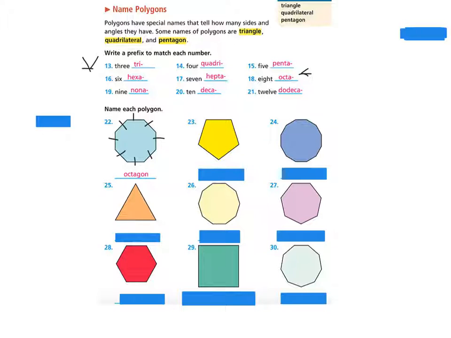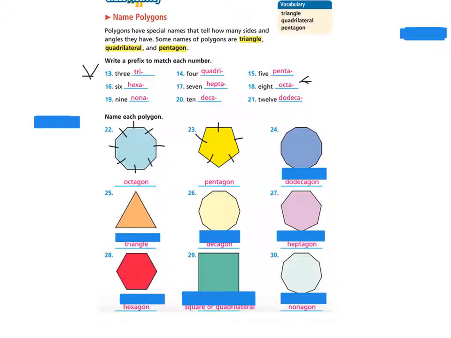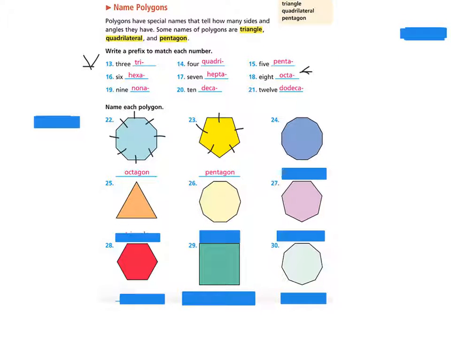Next we have a 1, 2, 3, 4, 5-sided polygon. So I'm going to look up there, a 5-sided polygon is a penta. So I'm going to call it a pentagon. How about this next one here? Lots of sides. We've got 1, 2, 3, 4, 5, 6, 7, 8, 9, 10, 11, 12. A 12-sided polygon is called a dodecagon.